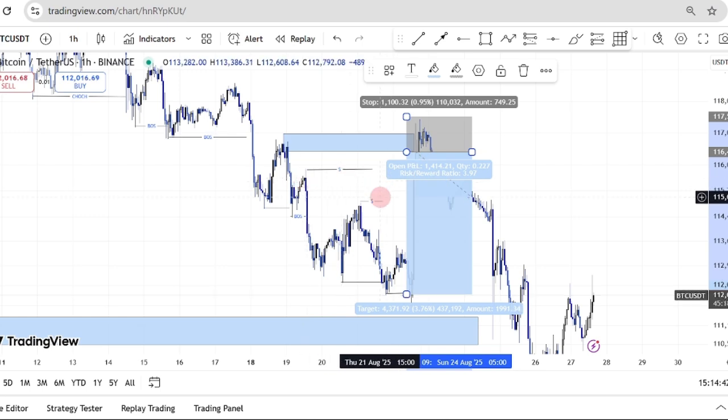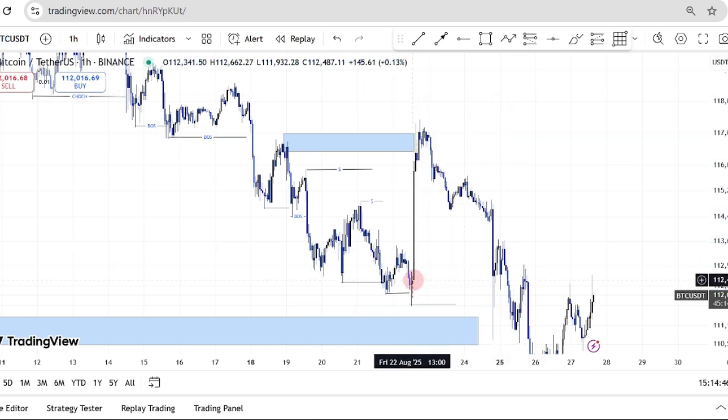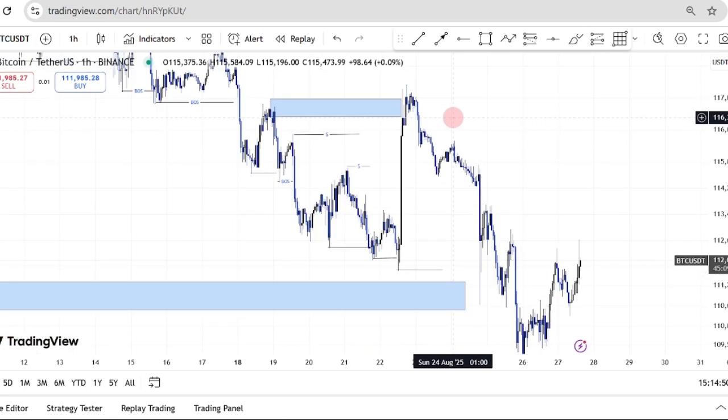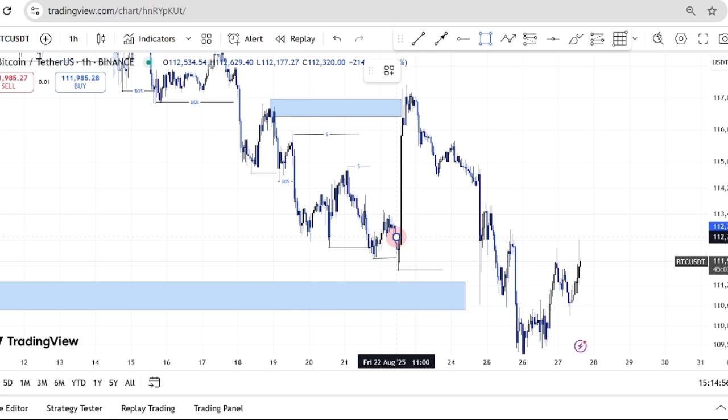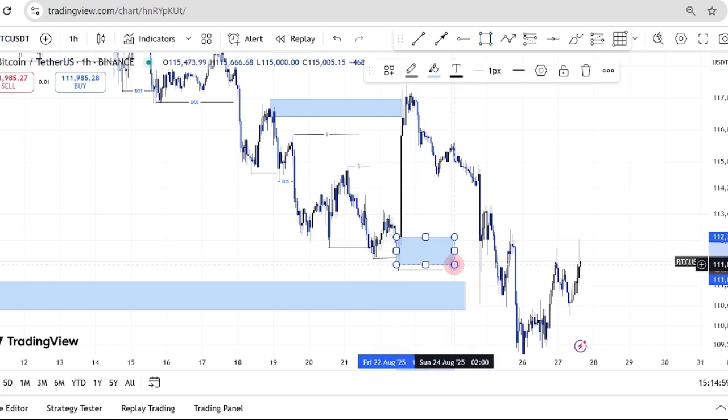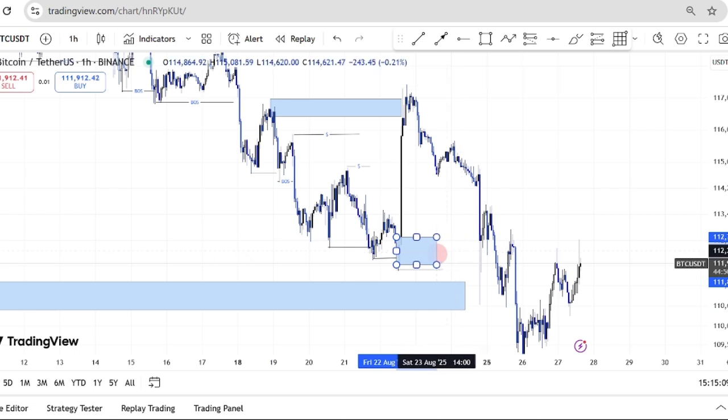Now, when a lot of persons saw this impulsive move to the upside, they all thought this was a change of character to the upside, and a lot of persons were thinking of buying from this point. But if you've been joining my live sessions or watching videos on my channel, you'll see that I've explained how to take trades from zones like this, or how to mark a right order block.